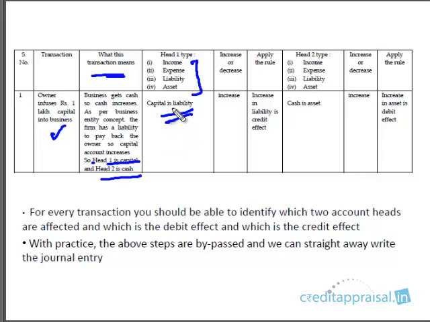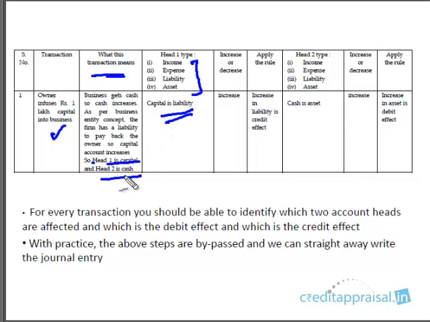Liabilities are sources of funds. So from where did we get funds? And we spoke of a concept called the business entity concept, where we treat the owner separate from the business. So the owner is just an outside party from which the company has borrowed funds. So capital is a liability because we have borrowed from the owner and we need to repay it to him. So capital becomes a liability.